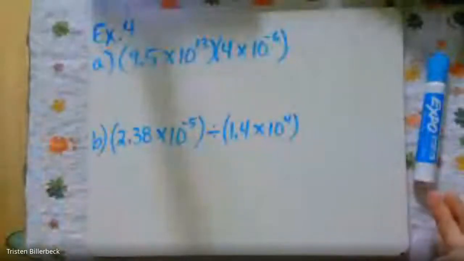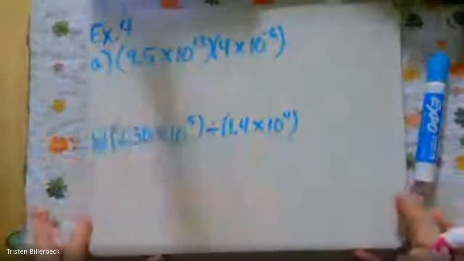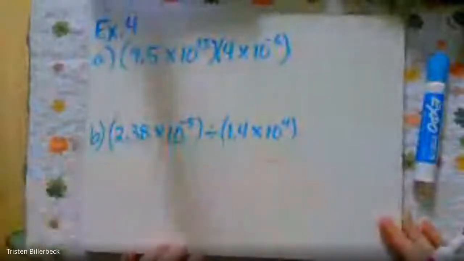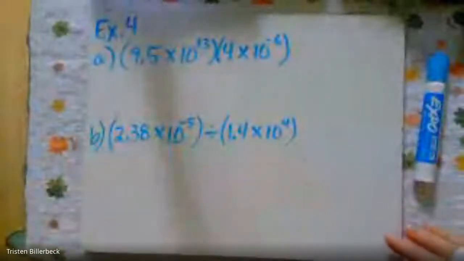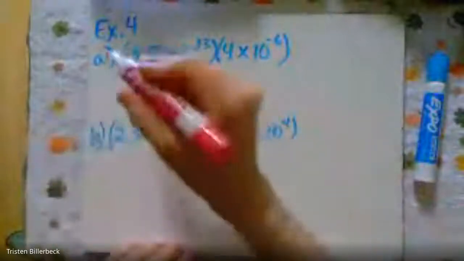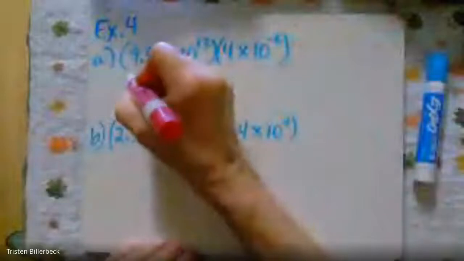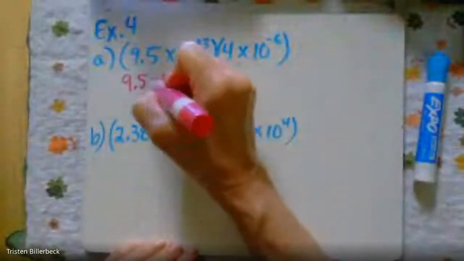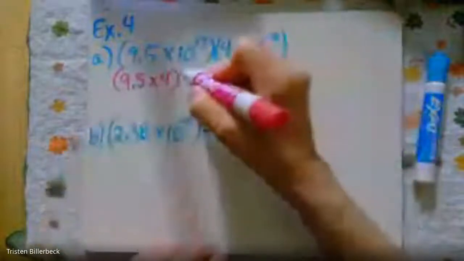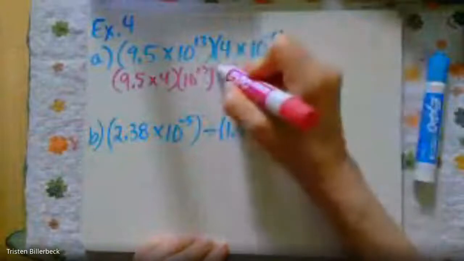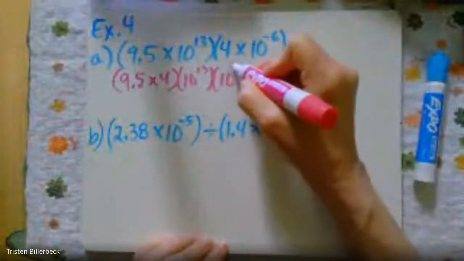Now, when we're multiplying, it's slightly different. We don't have to worry about magnitudes until the very end. We can just multiply them together. So first, we're going to multiply 9.5 times 4, and then we're going to deal with the 10 to the 13th and the 10 to the negative 6.